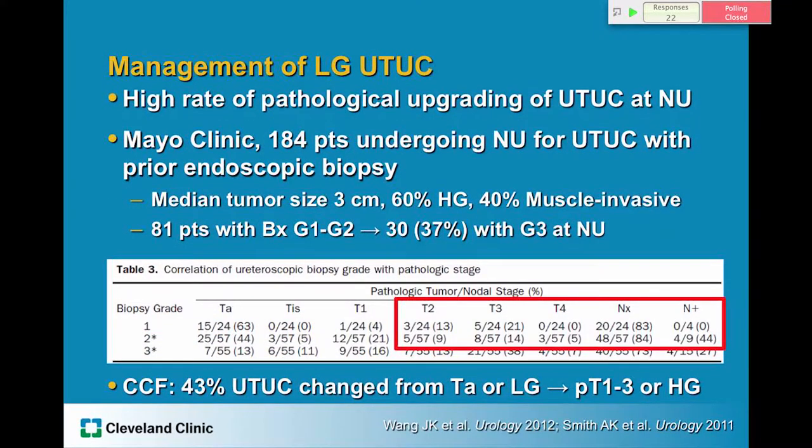So what is the rate of upgrading or upstaging in patients? The Mayo Clinic looked at that as well: 184 patients undergoing NephroU for upper tract urothelial carcinoma with prior endoscopic biopsy. Of the 81 patients that had biopsy low-grade disease, 37% were ultimately found to have high-grade disease at the time of NephroU. And the Cleveland Clinic performed a similar analysis and found, again, 43% of upper tract urothelial carcinoma changed from either Ta or low-grade to T1 to T3 and high-grade disease.